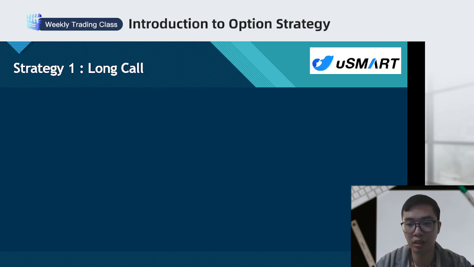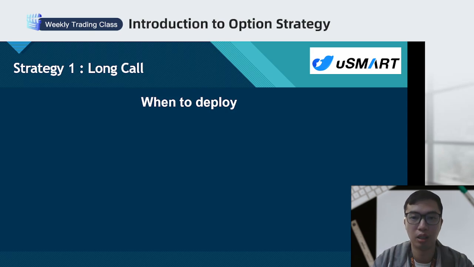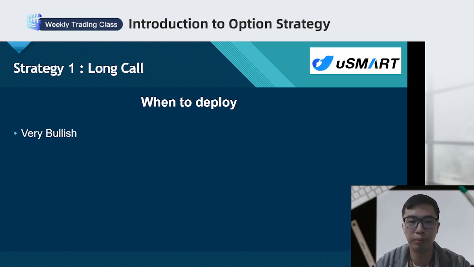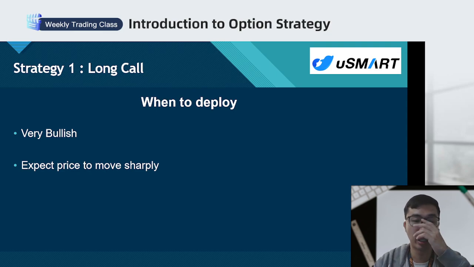So let us go through this long call strategy. So when do we deploy this strategy? Alright, obviously we need the market to be very bullish, because we want to earn through the uptrend. Since we are doing long call, we want the stocks to go up. And then next, we expect the price to move sharply. So when the call options move sharply in a shorter time, we can actually make huge profit from options.